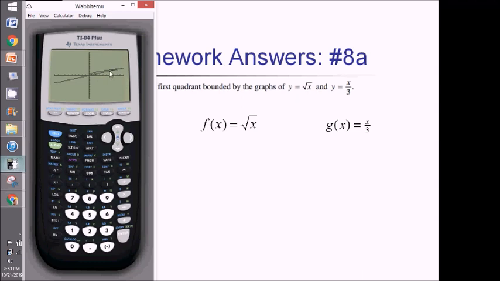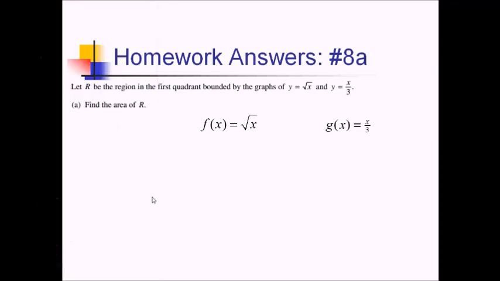So let me restrict my window a little bit. We'll just use 10 as our max, and let me zoom fit this thing, zoom 0, get a better picture. So there's the square root again, there's the line, and let me just draw on here what we're looking at. So this is what's going on. Now in order to get the area of this thing, we can just do top minus bottom from left to right, but we need to know the left and the right.